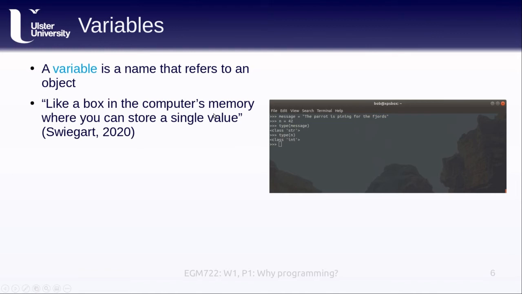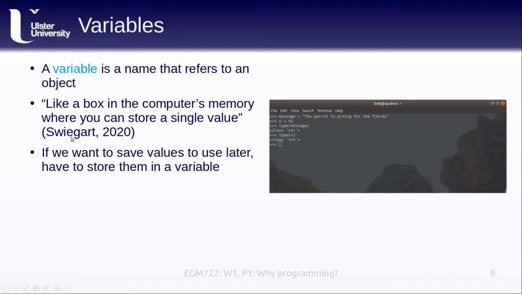You can think of variables as a box in the computer's memory where you store a single value, and that comes from the Automate the Boring Stuff with Python textbook that is recommended for this module. If we want to actually save the values that we're using to be able to use them later, then we have to actually store them in a variable. We can't type something into the interpreter and then expect that the computer is going to hold that in memory for us. We need to actually tell it to store it in memory and tell it what name to give it so that we can access it later on.